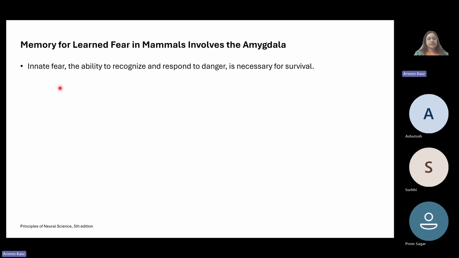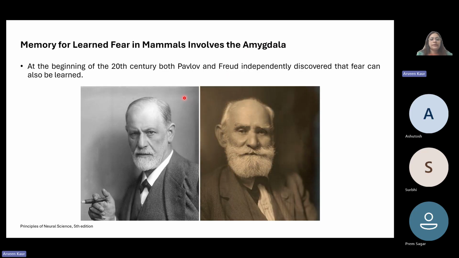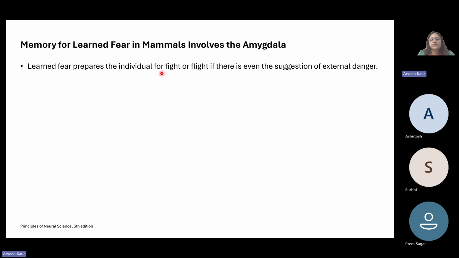There are two types of fears. One is innate fear, which is the ability to recognize and respond to danger, and it is necessary for survival. This comes from within us. We have not learned this fear. Because innate fear has been conserved throughout the evolution of species, one can readily discern and study fear in a variety of experimental animals. At the beginning of the 20th century, both Pavlov and Freud independently discovered that fear can also be learned. So what is this learned fear? It prepares the individual for fight or flight if there is even the suggestion of an external danger.